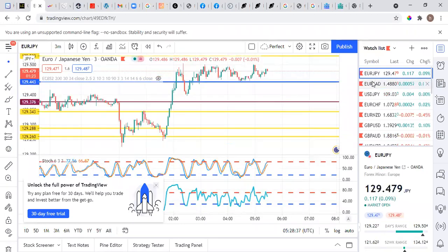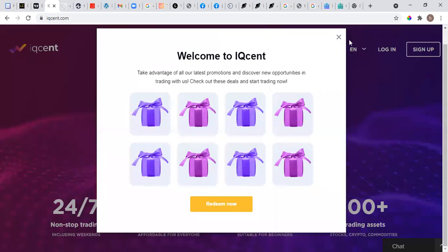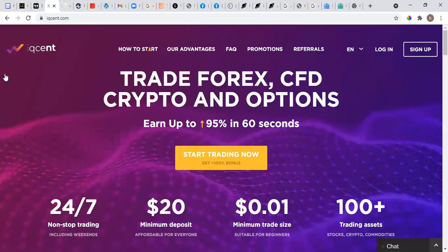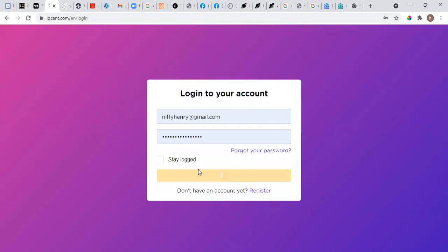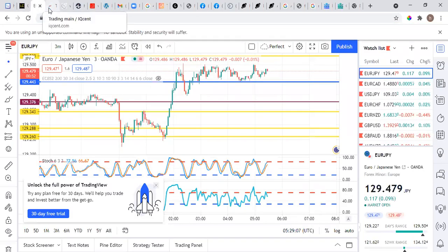Okay, Euro JPY is coming down. Let's hope it gets to our area. So when you are with any educator and you want to take trade suggestions, then you should get your stuff ready.